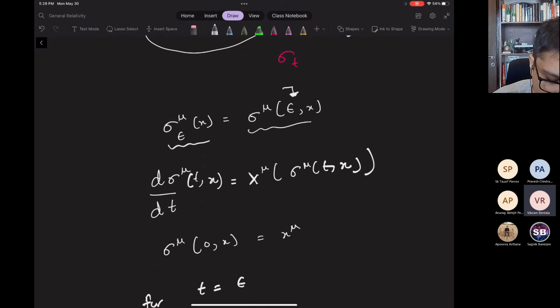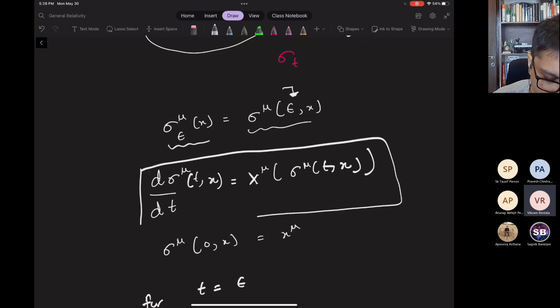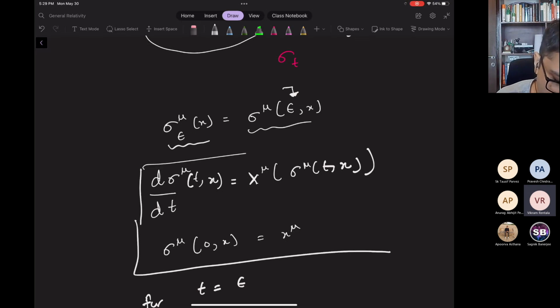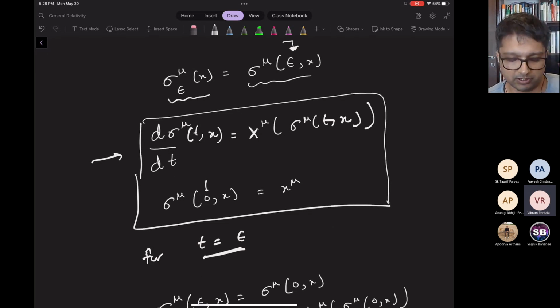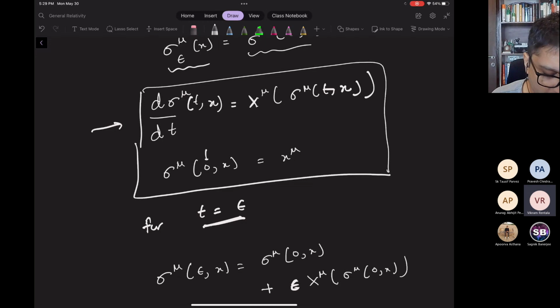And we know that we're trying to solve this equation, with this initial condition. At t equal to 0, we're at x. We want to solve this equation and find where we are at t equal to epsilon. That's what we're trying to do. That's easy to do, because since we're looking at small displacements in epsilon, we can approximate the solution to this first order differential equation.